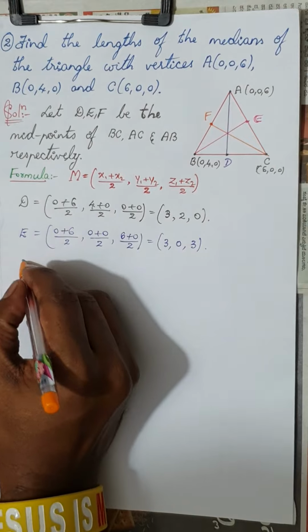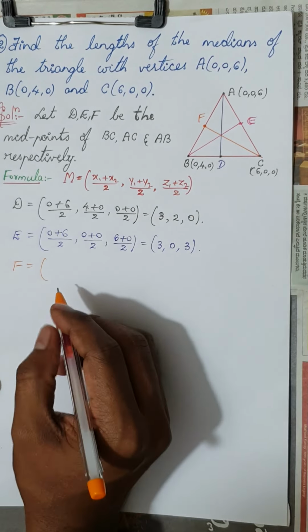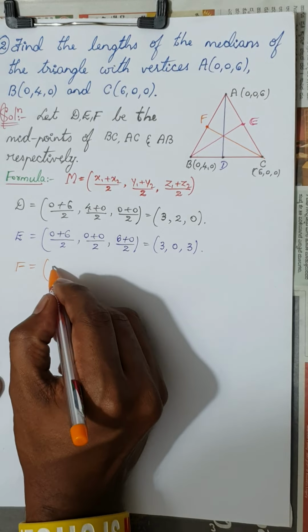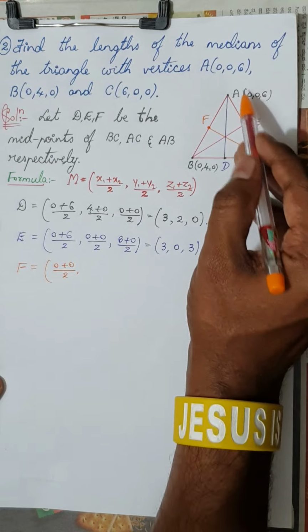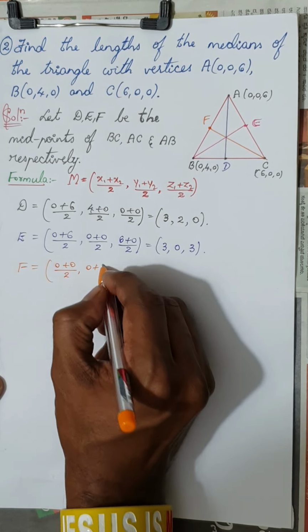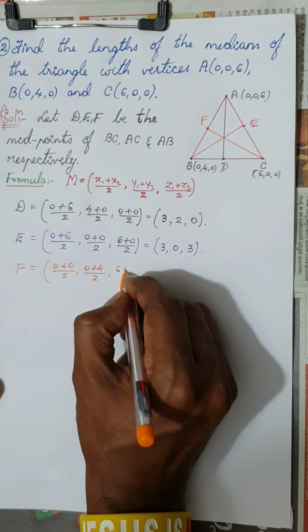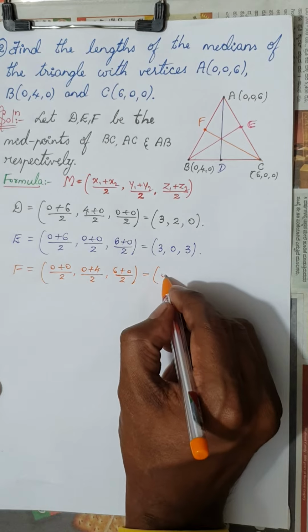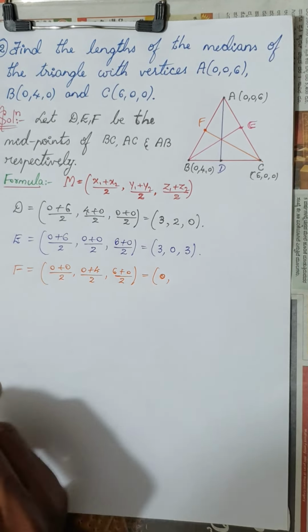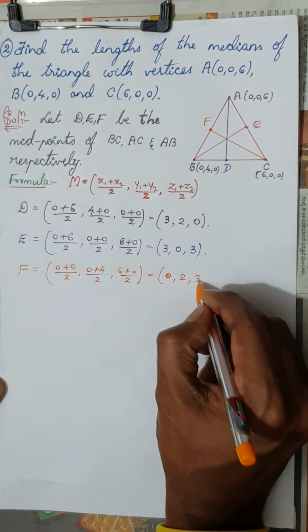Finally, the coordinates of F. I told you F is the midpoint of A and B, right? So take the midpoint of A and B: 0 plus 0 divided by 2, and next 0 plus 4 divided by 2, comma, finally 6 plus 0 divided by 2. So if you solve, you will get 0. Simplification will give me 0, 4 by 2 will give me 2 and 6 by 2 will give me 3.